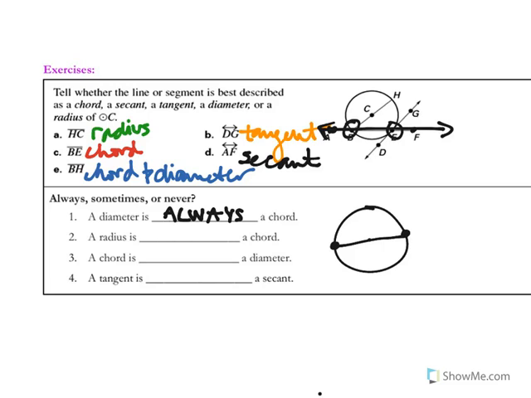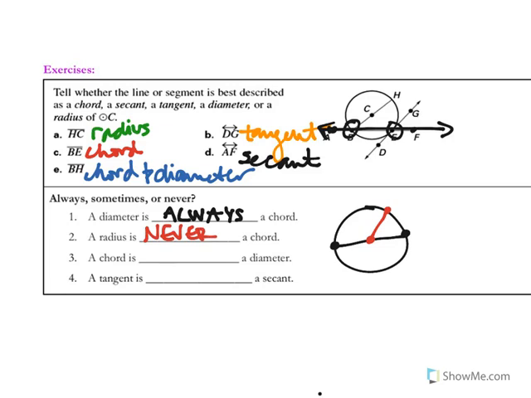Okay. A radius is blank a chord. Now we know a radius goes from the center to the outside, and we know a chord has 2 endpoints on the circle. Is a radius always, sometimes, or never a chord? Yep, never. Never, ever a chord, just by definition.